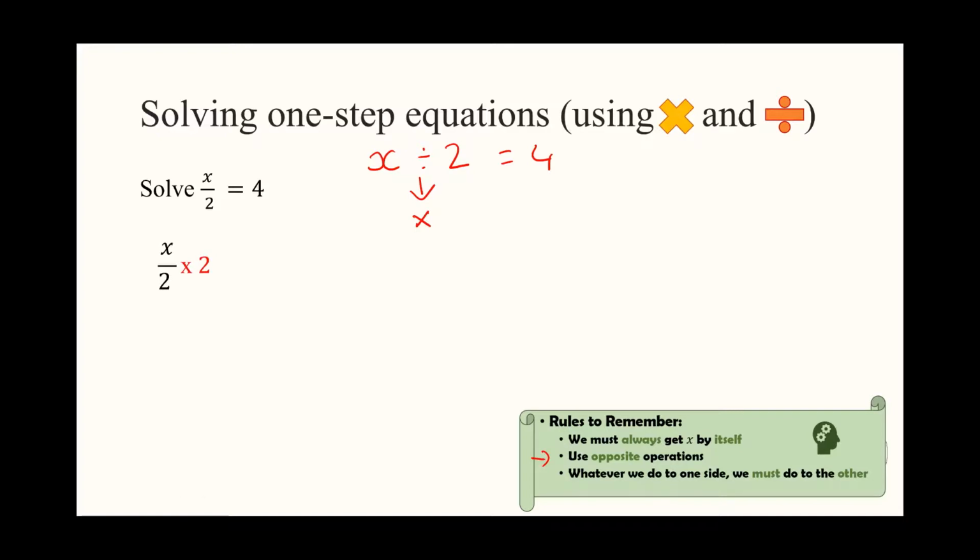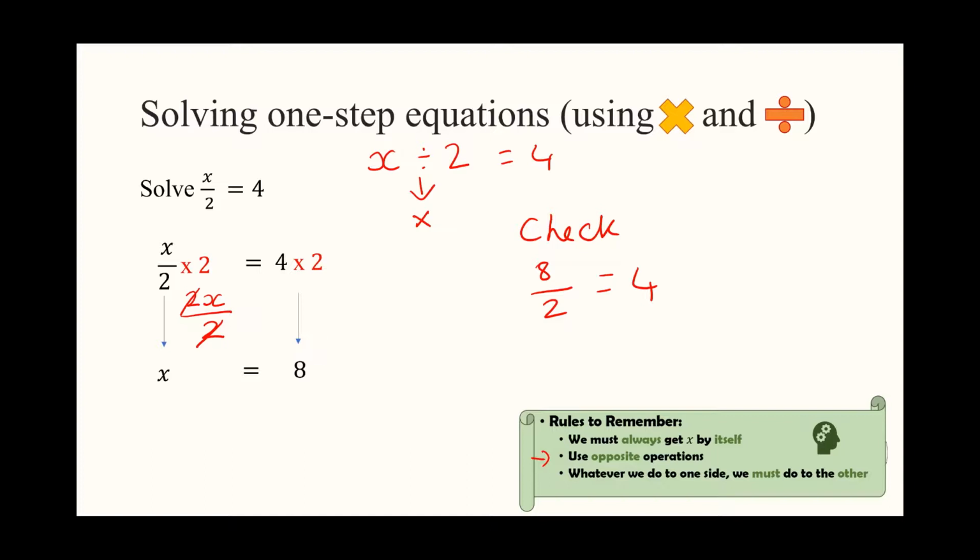So x multiplied by 2, and we have to do the same to the other side as well. Now remember, this is the same as writing 2x over 2, and they will cancel, okay? And the same to the other side, 4 multiplied by 2, that makes 8. Now if you check that, it would be the same as writing 8 over 2 equals 4, and 8 divided by 2 does equal 4, so we know that's also correct.